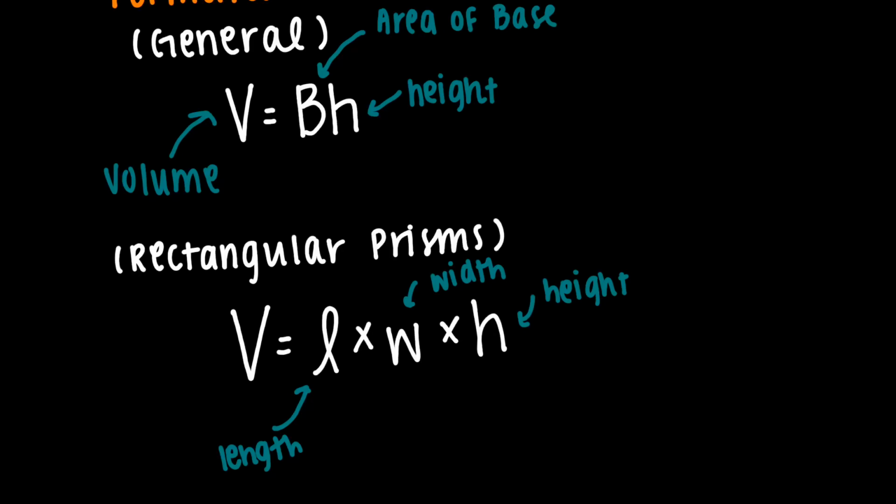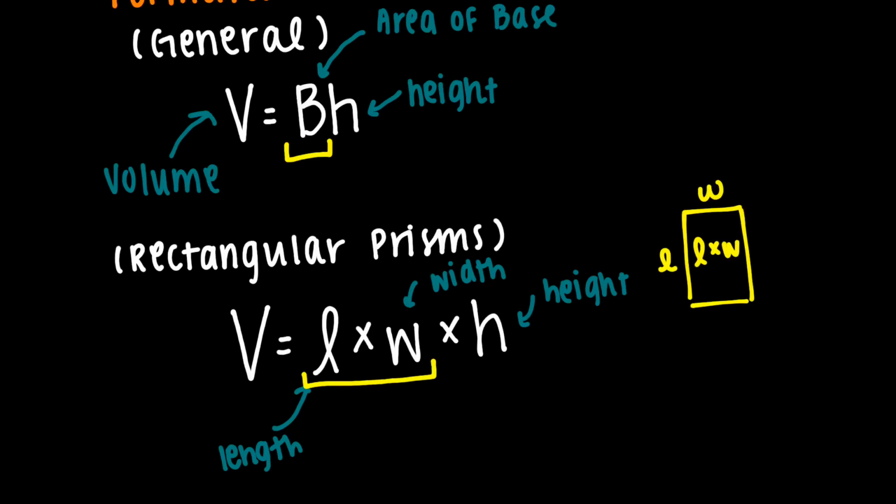When you look at this, remember up at the top, your general formula was the area of the base. When I look at a rectangle, you have your length and your width. Remember, to find that area, you would do length times width. So that's why in our rectangular prism volume formula, you have length times width. That capital B is replaced by length times width. And then, of course, you still have height at the end, just like the general formula has. So that's how it breaks down into the rectangular prisms.